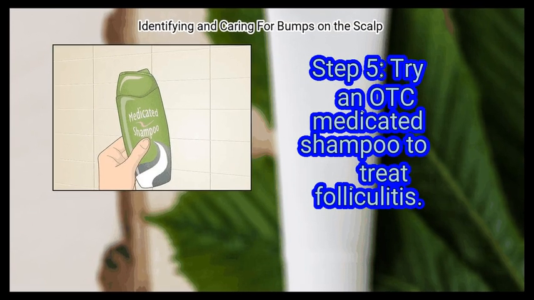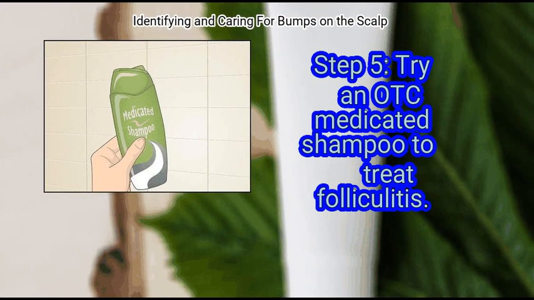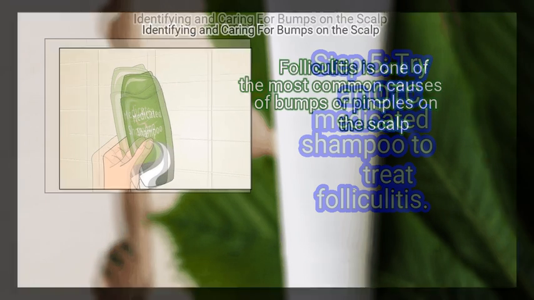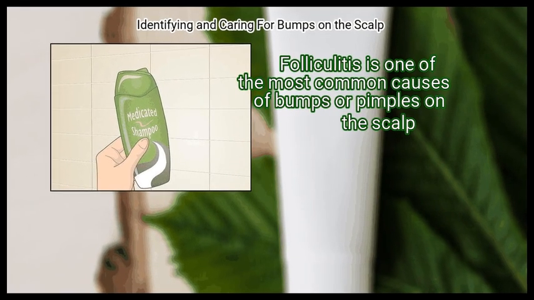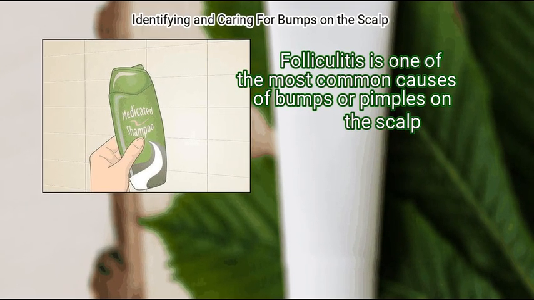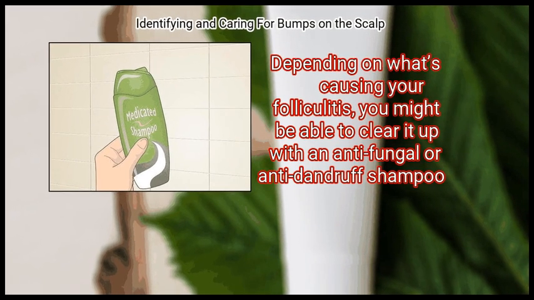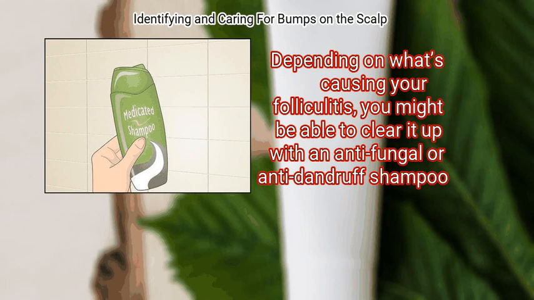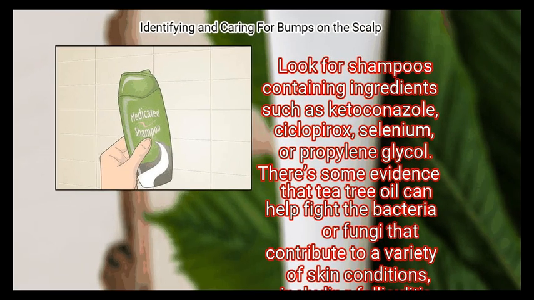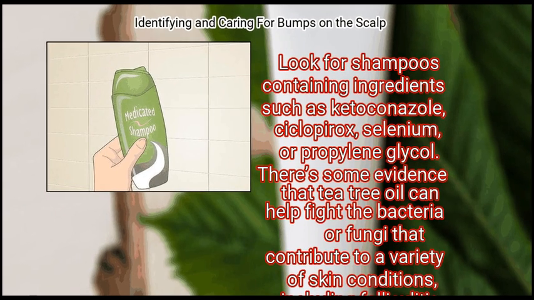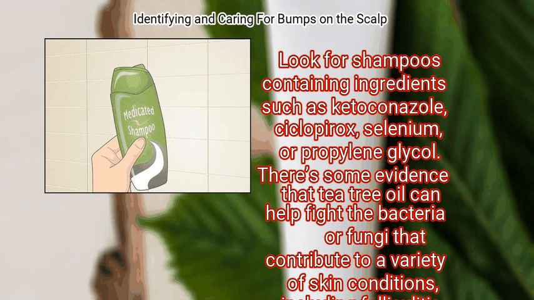Step 5. Try an OTC medicated shampoo to treat folliculitis. Folliculitis is one of the most common causes of bumps or pimples on the scalp. Depending on what's causing your folliculitis, you might be able to clear it up with an antifungal or anti-dandruff shampoo. Look for shampoos containing ingredients such as ketoconazole, ciclopirox, selenium, or propylene glycol.